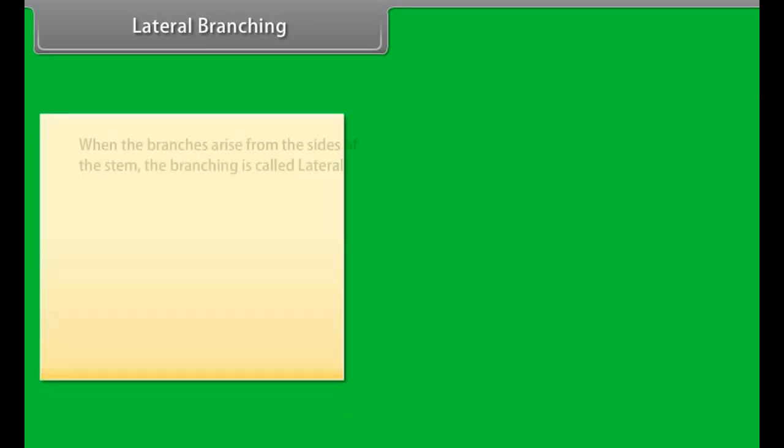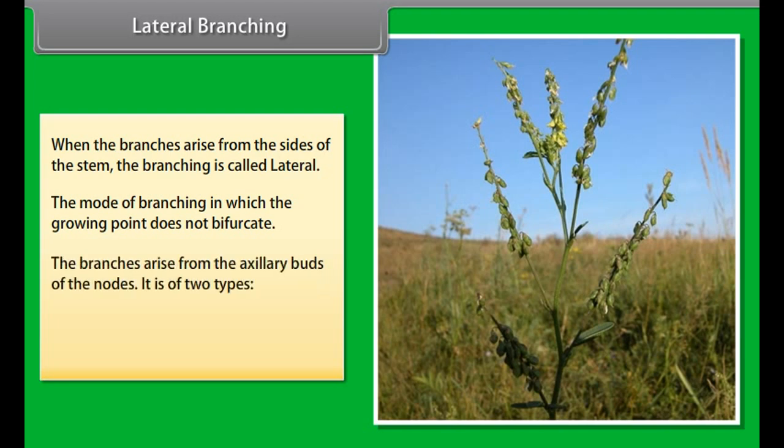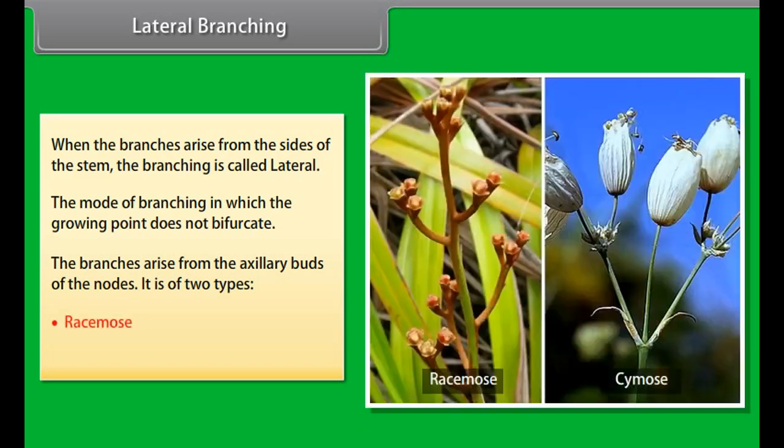Lateral branching. When the branches arise from the sides of the stem, the branching is called lateral. The mode of branching in which the growing point does not bifurcate. The branches arise from the axillary buds of the nodes. It is of two types, racemose, cymose.